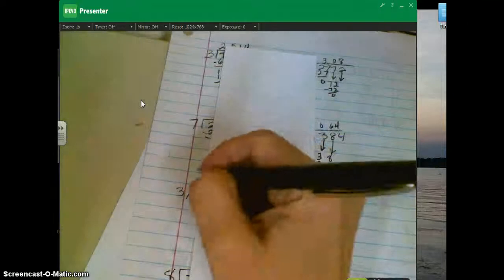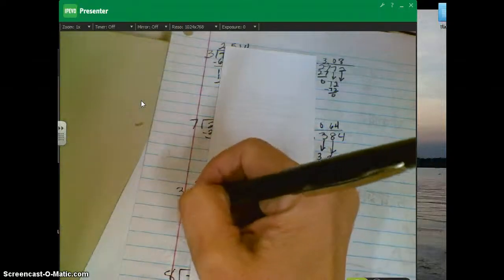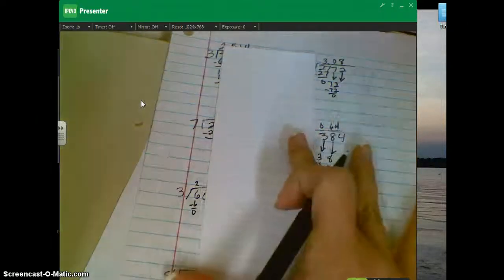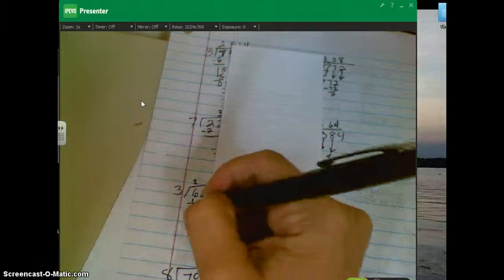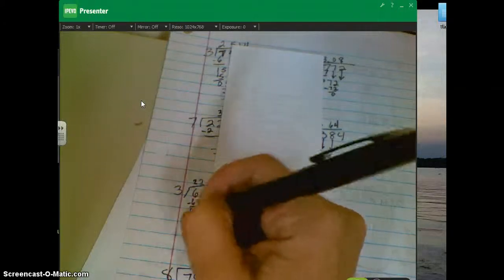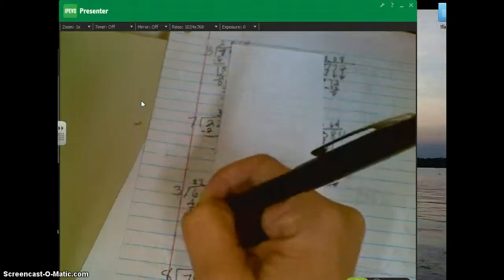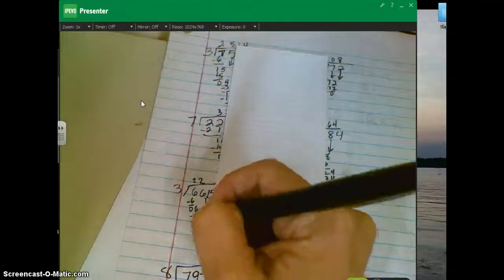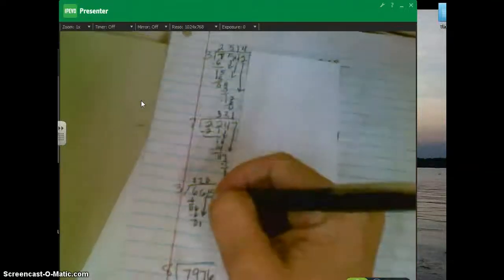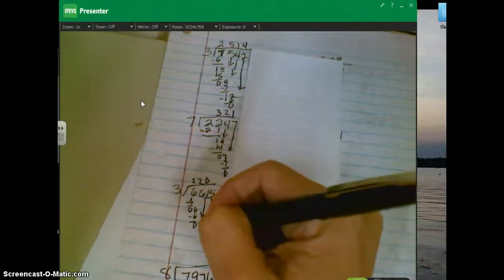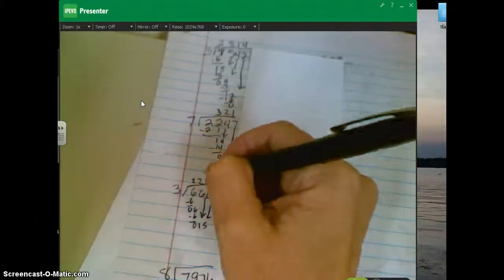3 goes into 6 exactly 2 times. Subtract, get a 0. Bring down your next digit. It's a 6. Another 2. Subtract and another 0. Bring down your next digit. A 1. It won't work. It's too small. So move over. Bring down your next one. 3 goes into 15 3 times, and then we're all done. I can write 15 minus 0 equals 15, or I can just know that.